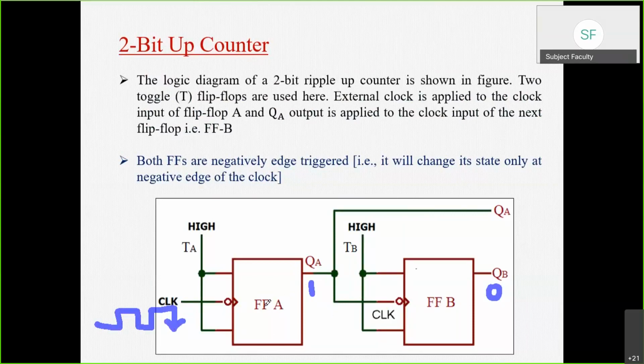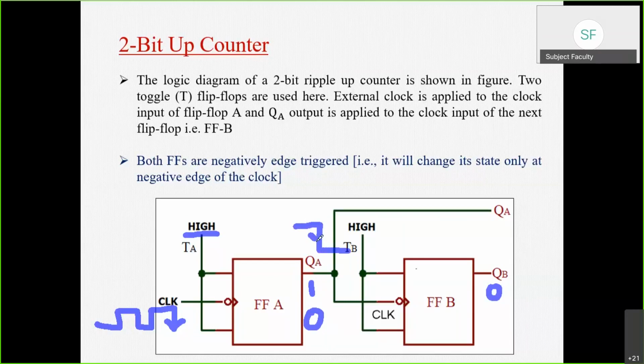This flip-flop is in toggle mode. We have set it in toggle mode. Toggle mode means whatever the previous state is, it will change. This state will change from 1 to 0. Okay. Now observe this. I am drawing the waveform for QA. Initially QA was 1. Now it becomes 0.